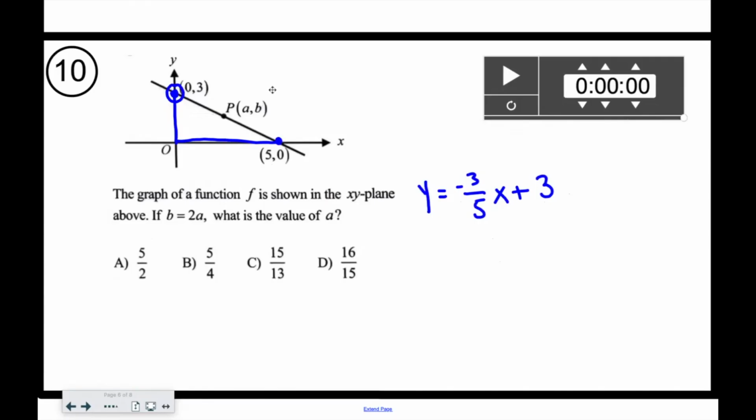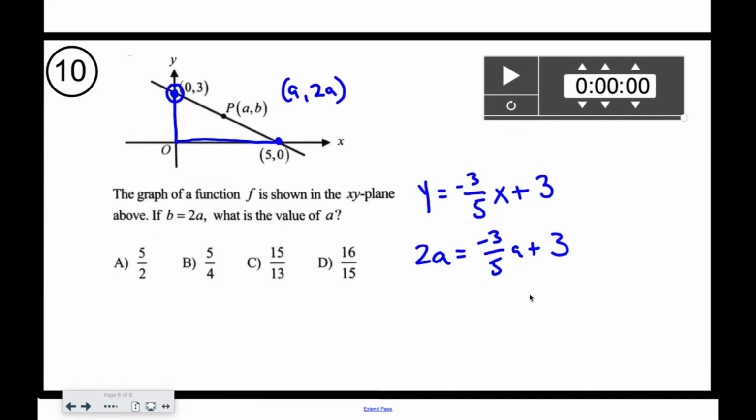Then I know that this point is A comma B, but B is 2A. So that point really is A comma 2A. Then what I did, I just plugged that in. So Y is 2A and X is A. And now we're just solving for A.